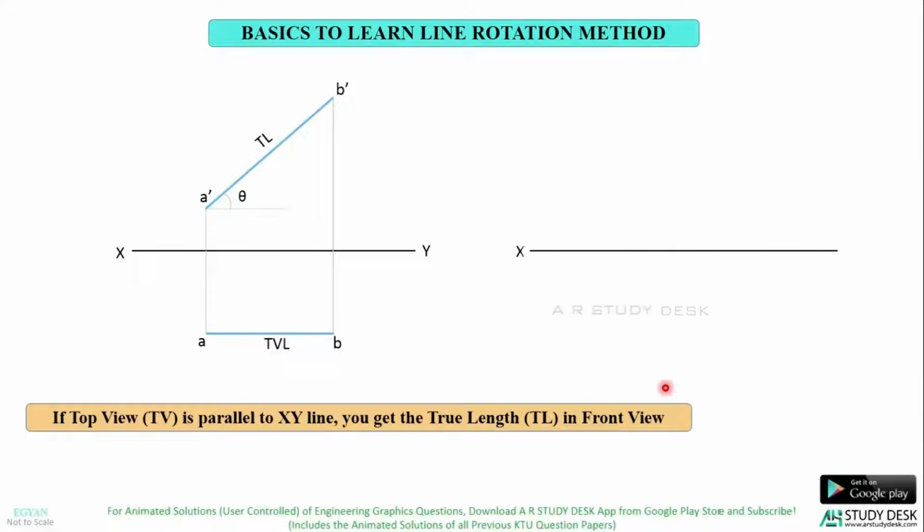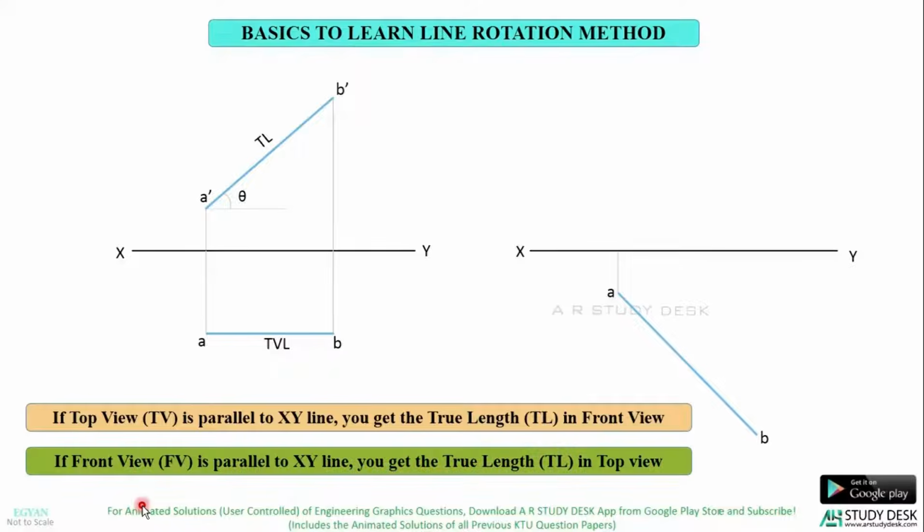Now let us see another example. This is line AB, which is the top view of a line AB. I'll ask the same question. Is this the true length? We have studied that if the front view is parallel to the XY line, you get the true length in the top view. After seeing the front view only, you can decide whether this is the true length or not.